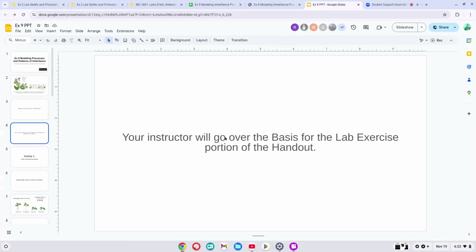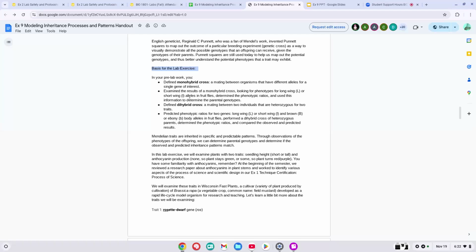And then while you're doing that, we're going to talk about the basis for the lab portion of the handout. So again, monohybrid crosses are a mating between organisms that have different alleles for a single gene of interest. And remember, alleles are versions of a gene that code for the same thing, but have different phenotypic characteristics. Basically, we examine the results from that monohybrid cross looking at phenotypes. In your pre-lab work, you examined the results of that monohybrid cross looking for phenotypes for long wing or short wing in fruit flies. And you determined the ratios and then used that to determine the parental genotypes.